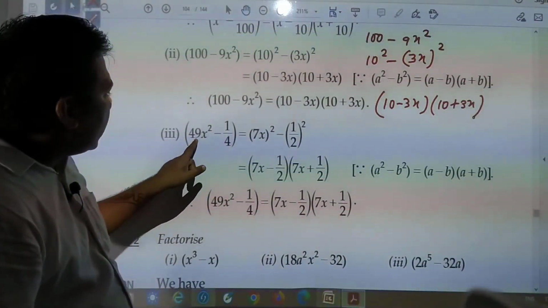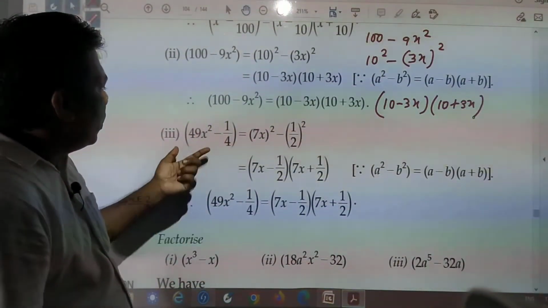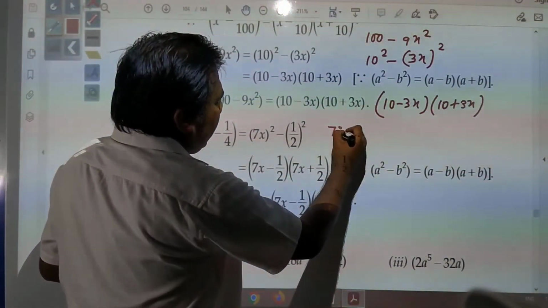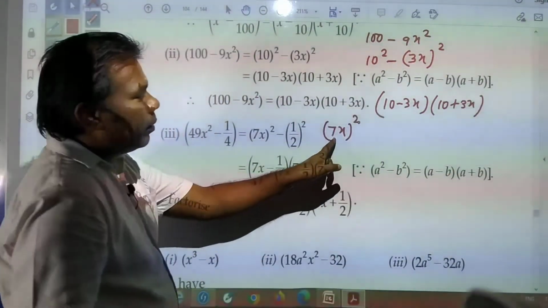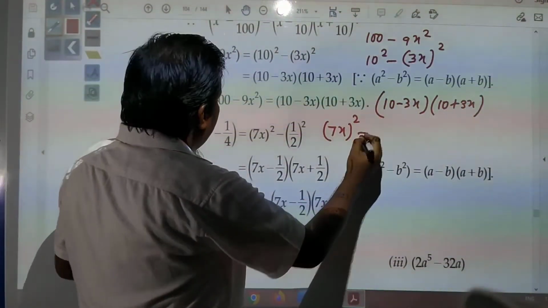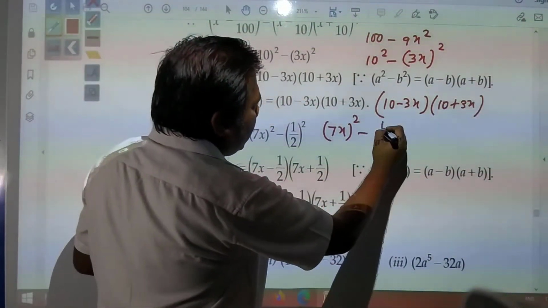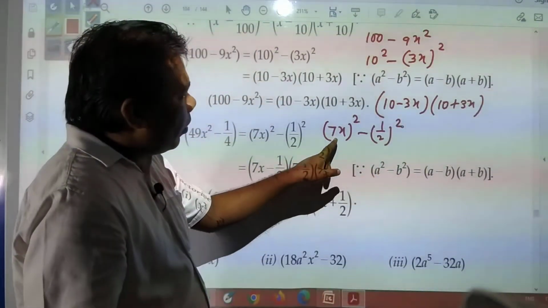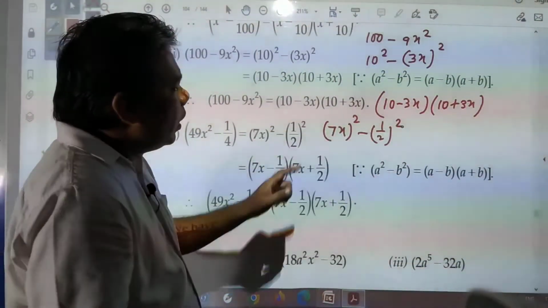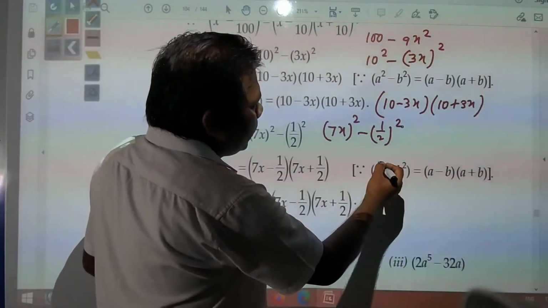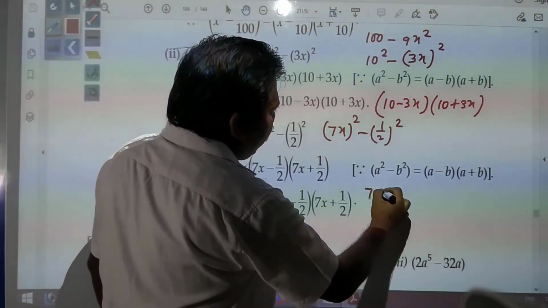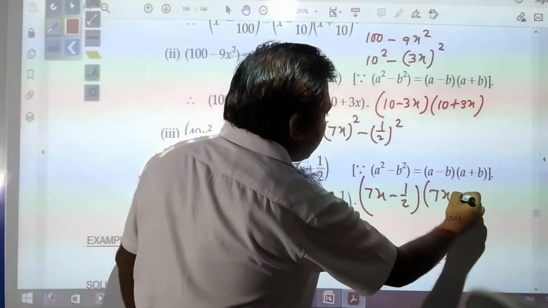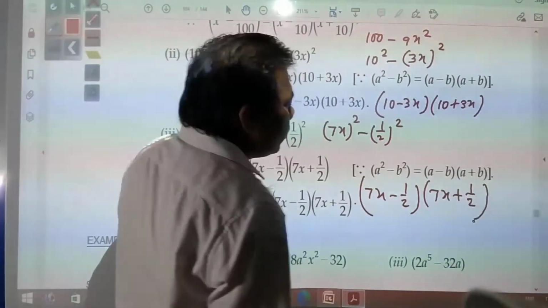Next, you see 49x square minus 1 by 4. 49x square can be written as 7x whole square, since 7 7s are 49, and 1 by 4 can be written as 1 by 2 whole square. Now this is in the form of a square minus b square, so it will be a minus b into a plus b: 7x minus 1 by 2 into 7x plus 1 by 2, and this will be your answer.